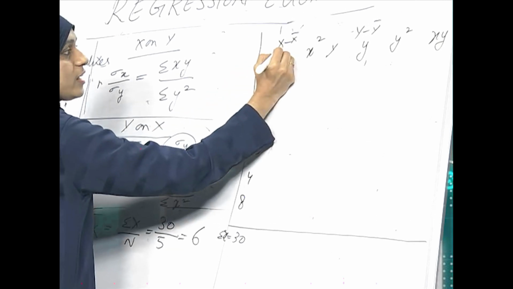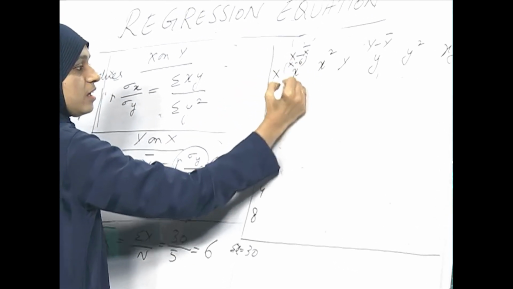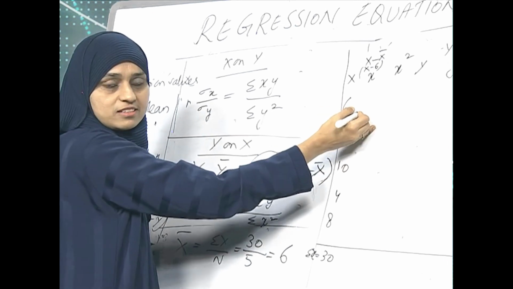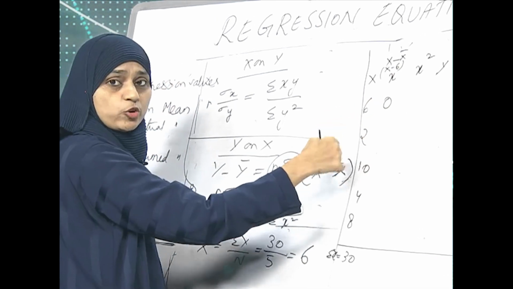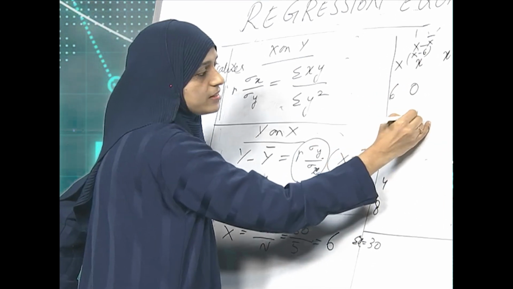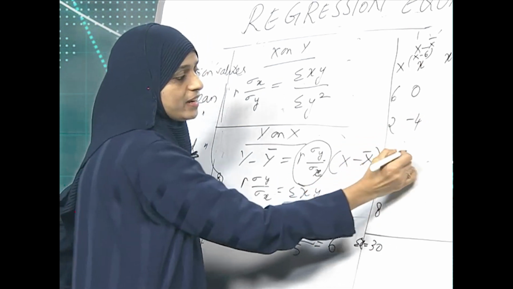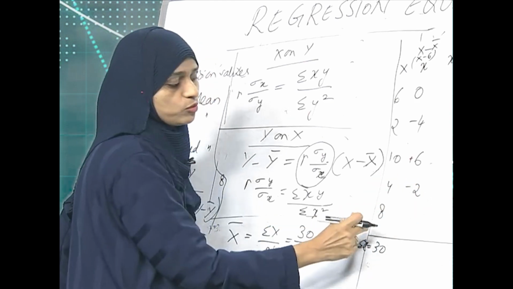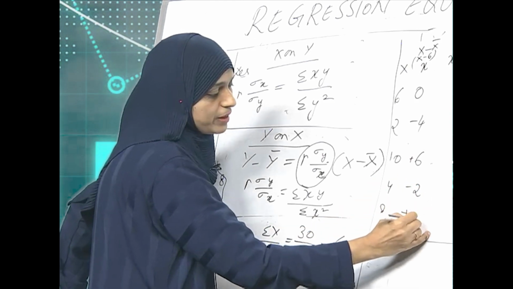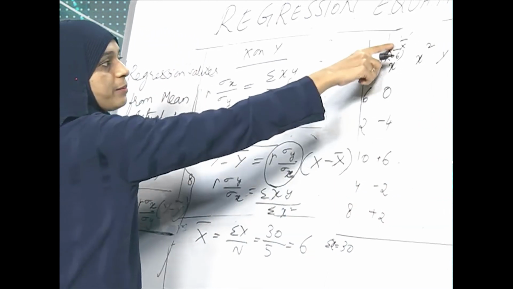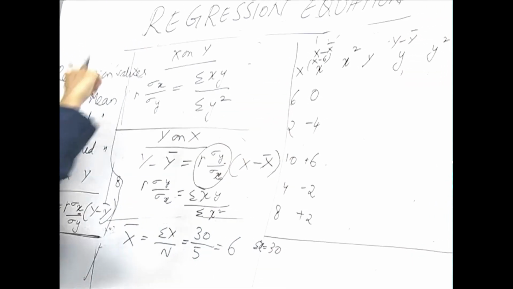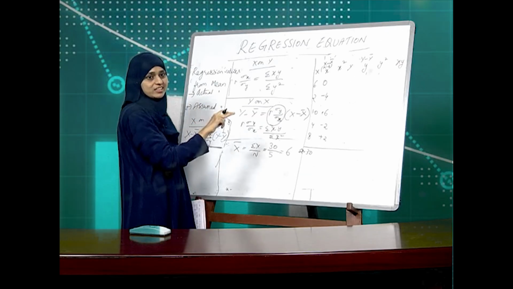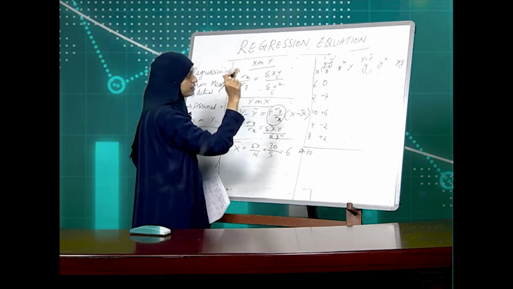So, here now what I will do? x minus 6. So, here it will be 6 minus 6, so 0. Here it will be 2 minus 6, minus 4. 10 minus 6, plus 4. 4 minus 6, minus 2. 8 minus 6, plus 2. This is how I am getting deviations. In the earlier one, in simple regression, we did not take these deviations, but here we are taking the deviations.